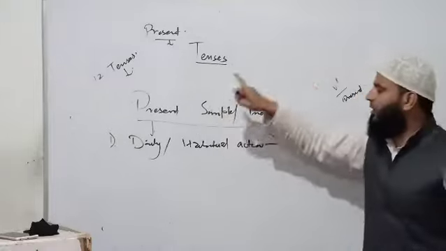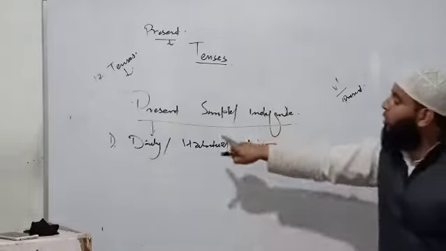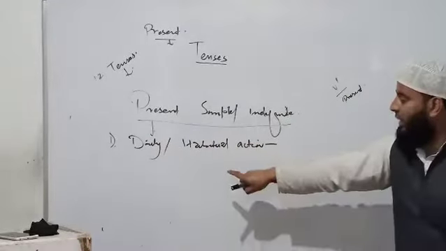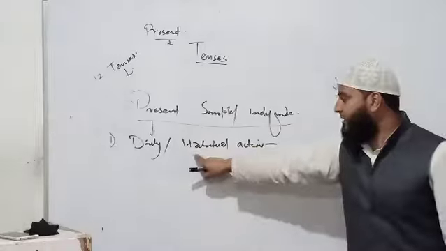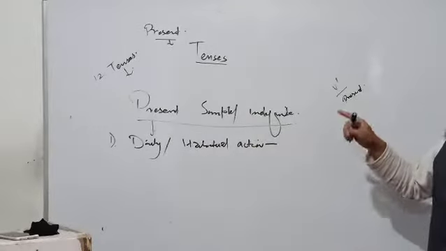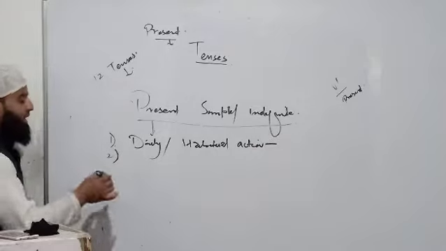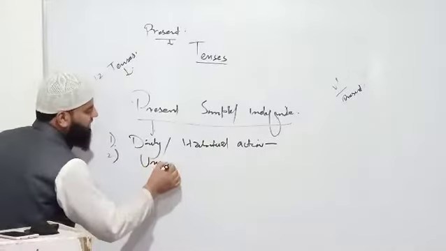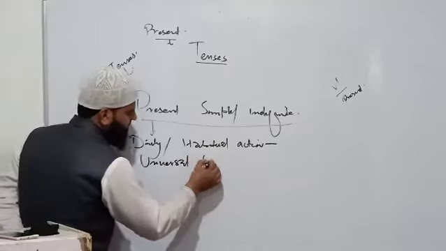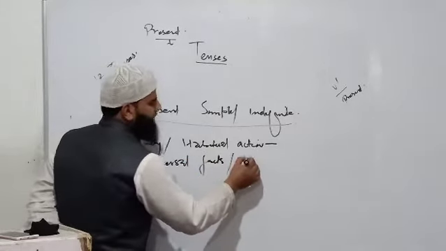So present simple covers first those actions which we do daily as a habit or as a routine, and the second thing we are going to talk about is what happens daily in the universe, which are called universal facts or sometimes universal truths.